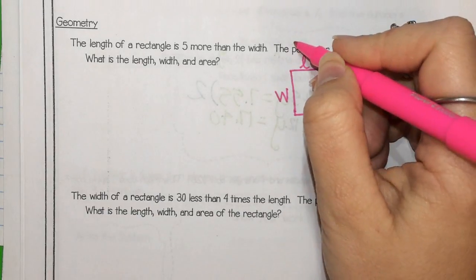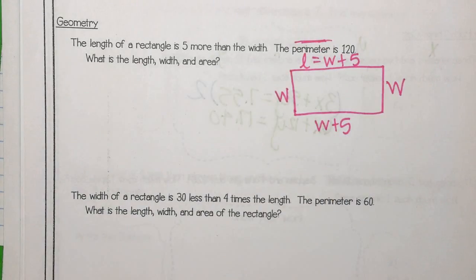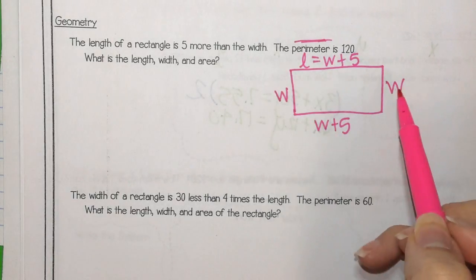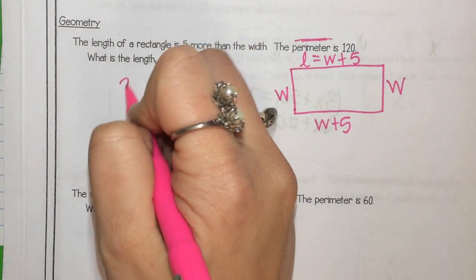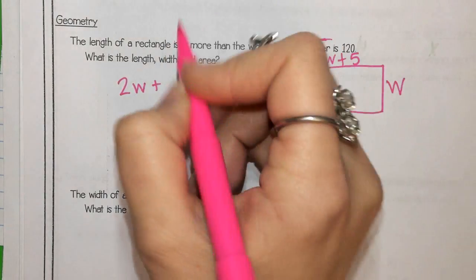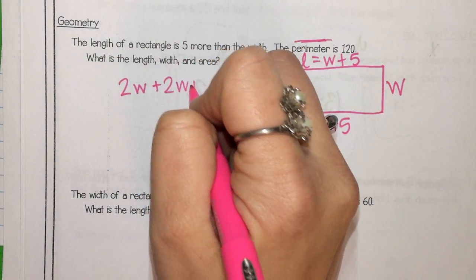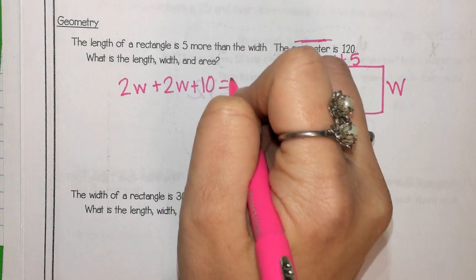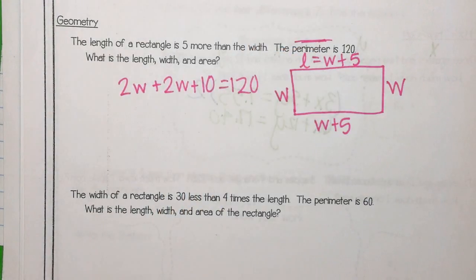Now, what does perimeter mean? Add all the sides. So we're going to add our two W's together, and what do we get? And then we add our W plus 5 and W plus 5, and what do you get? Plus 10. And we're going to set that equal to 120.